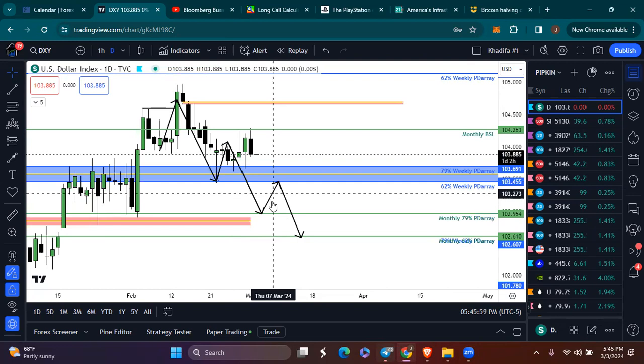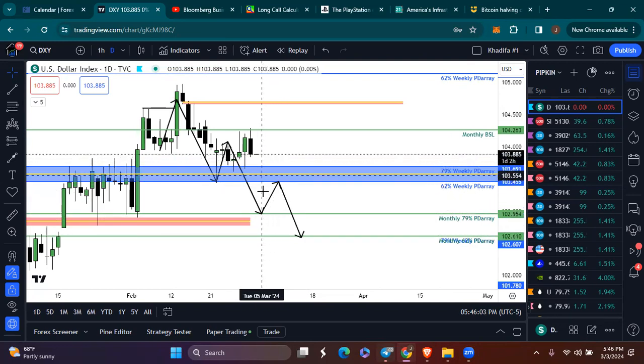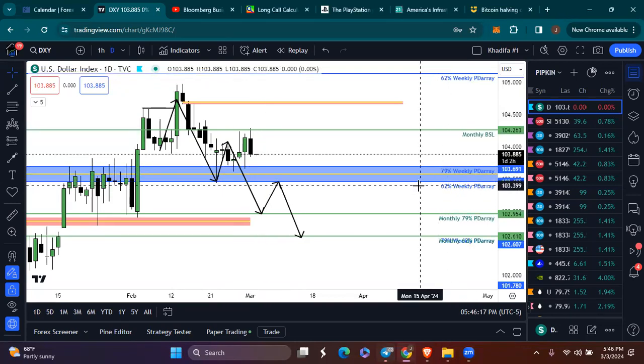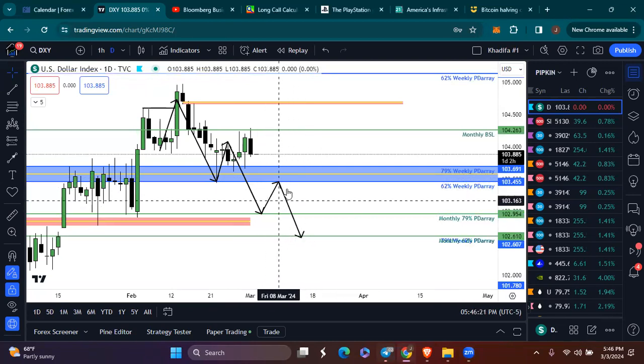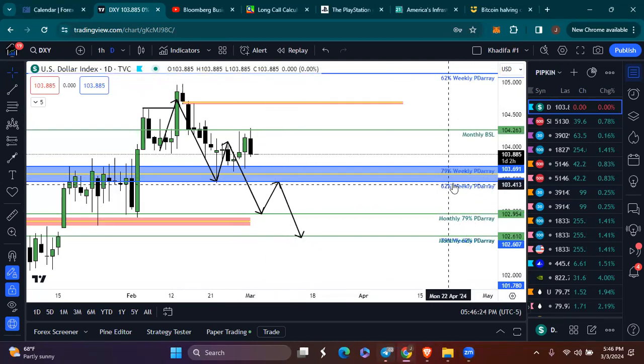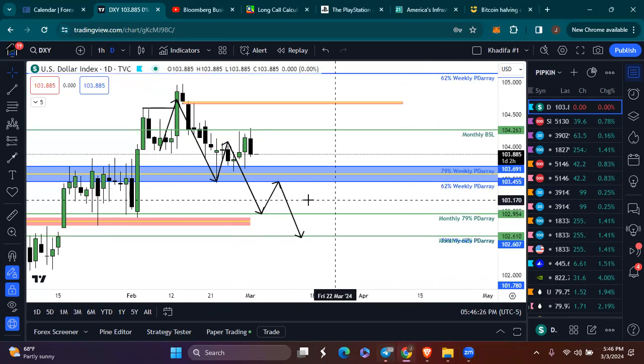So let's see if we get this aggressive bearish move below these weekly PD arrays within the first half of the week. That's what I will be looking for. I will be looking for DXY to sell lower aggressively below these levels. And then we'll start looking for price to come back up and use this bottom level as a resistance to push lower.